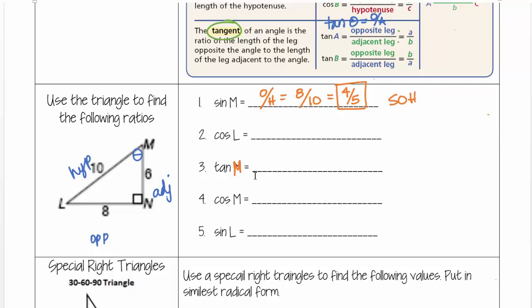Let's keep going with angle M. So let's jump down here to tangent of angle M. So everything still looks the same, except tangent is the TOA part, which is opposite divided by adjacent. So our opposite side is still 8. Our adjacent side is 6. And we're just going to simplify this. So remember, it's a ratio, so leave it as 4/3. Don't turn it into a decimal.